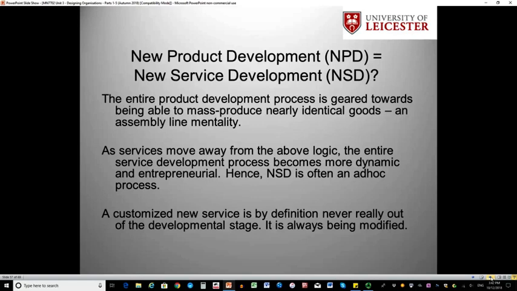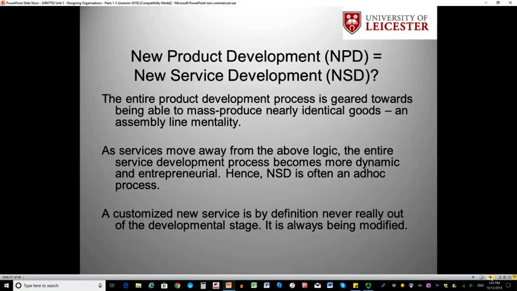What we see is that the development processes that we see in the literature are very, very geared towards mass production, near identical goods. And so we almost have an assembly line mentality to the product development process. But when we think about services, and service organizations, and when we start to look at examples of services, what we see is that the service development process is quite different from the product development process.